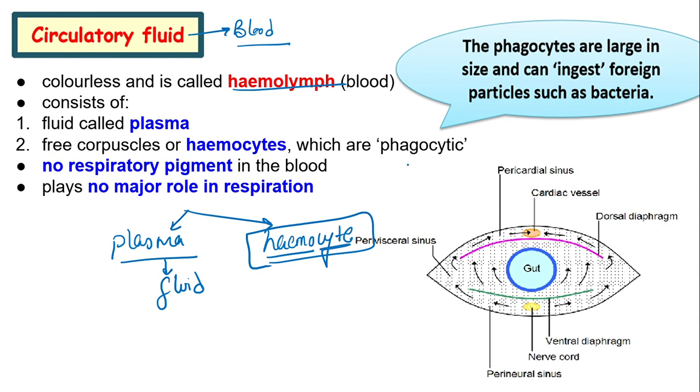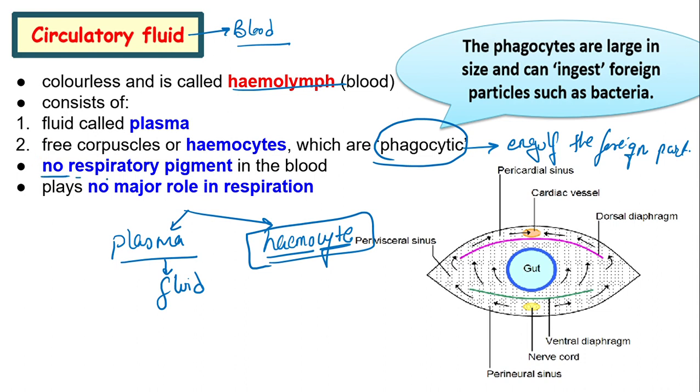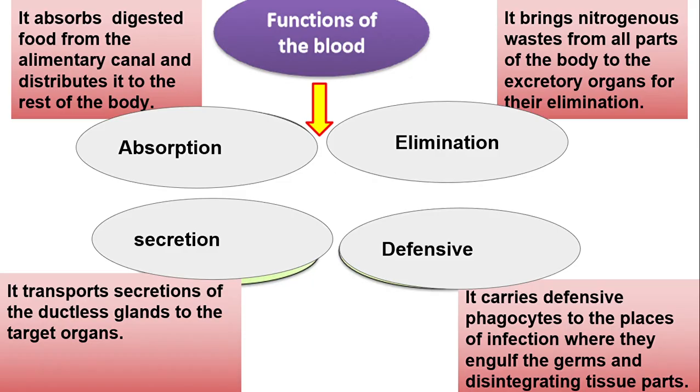Hemocyte means cell, which is phagocytic in nature. We have already studied phagocytosis. What is phagocytosis? It is going to engulf the foreign particle. Is there any respiratory pigment present over here? There is no respiratory pigment, no hemoglobin present over here. Since hemoglobin is not present, it is not going to play a major role in respiration.